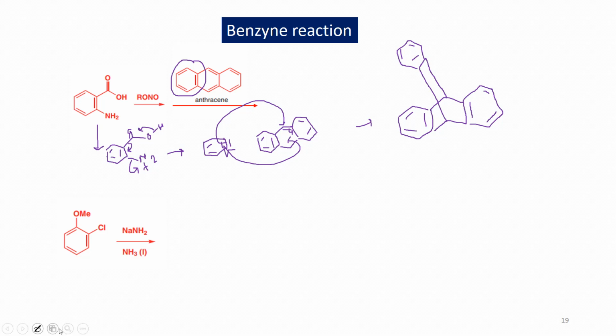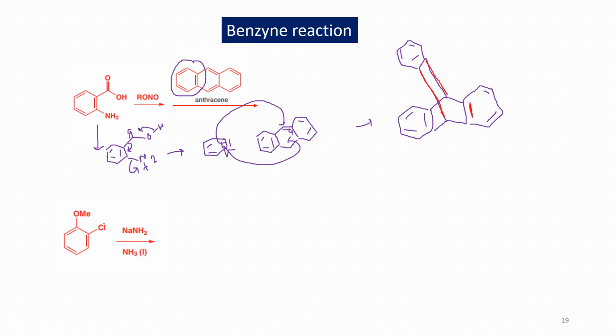So here, if we try to draw which are the new bonds formed in this reaction, this is the new bond formed, and these two sigma bonds are new, and this pi bond is new. Okay. So just by adding this type of trapping reagent, you can trap the benzyne.